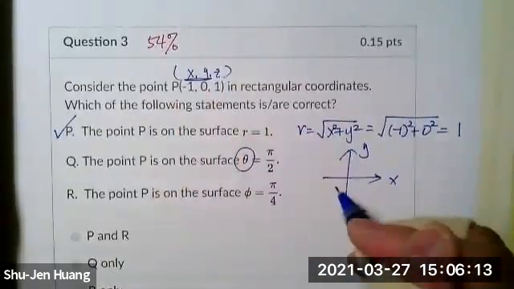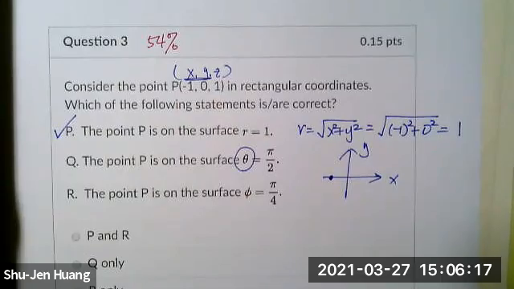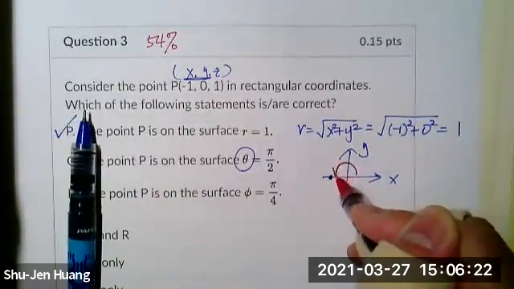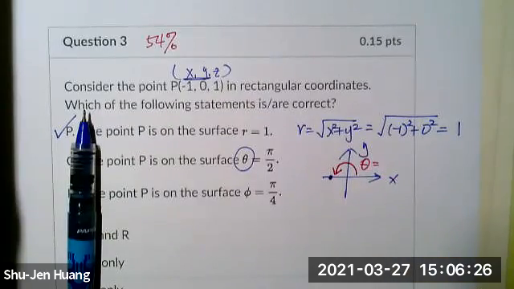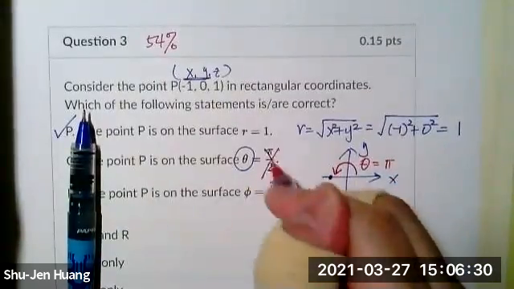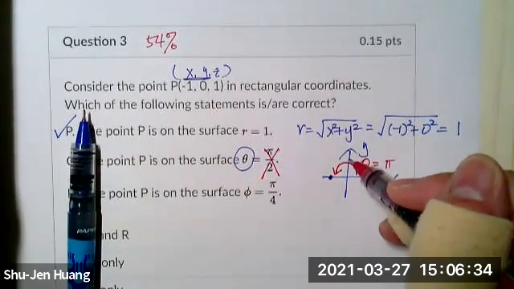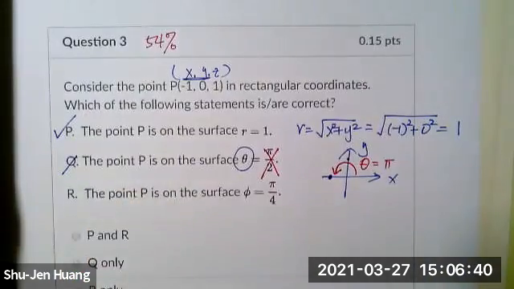X equals minus 1, Y equals 0 is right here on the x-axis. So can anyone tell me what the angle is here? This angle is the angle theta, and you can see the angle is pi. So it's not pi over 2, so this is not correct. If it were pi over 2, it would be on the positive y-axis here. So Q is not correct.